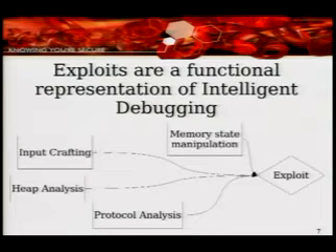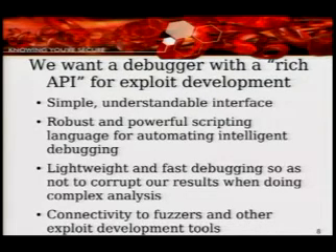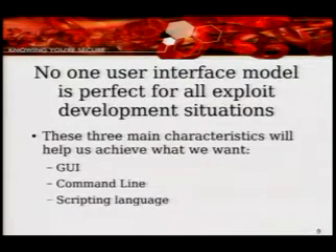Let's say inside a debugger you should be able to get the first abstract approach of your bug and the last concrete goal, the shellcode execution. So, what do we want from a debugger? For a vulnerability development debugging framework, we want a simple, understandable interface, and we want to be able to script things, so we want a powerful scripting language in it, and we want it to be fast.